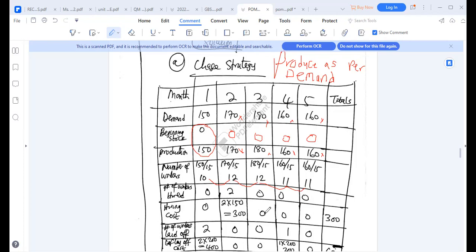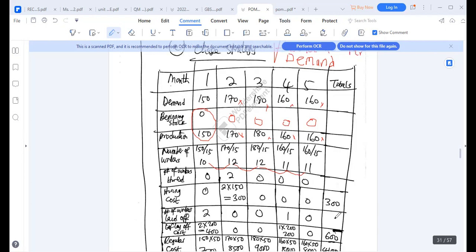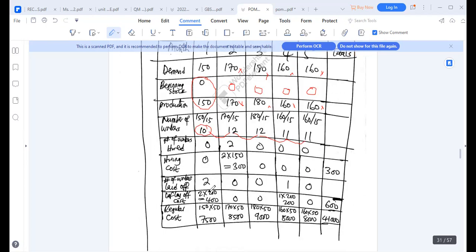Then here there was nothing because the workers hired was 0. So it's just the $300 here that we have. The layoff was in week 1. We laid off 2 workers because the current workforce was actually 12, but we found 10. So we laid off 2. Now the layoff cost per worker is actually 200, so we are going to have 400.